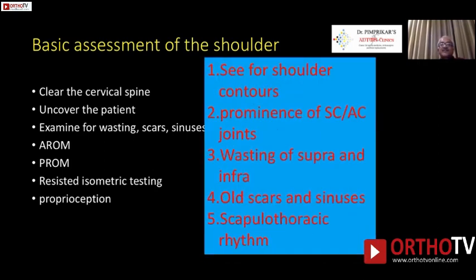In inspection, as we said, we have to see the shoulder contours, whether both the shoulders are level or not. There is a marked internal rotation of the shoulders, which one can see in professional swimmers. Look for any prominence of the SC or AC joints, wasting of the supraspinatus or infraspinatus, old surgical scars and sinuses, and more importantly, the scapulothoracic rhythm.